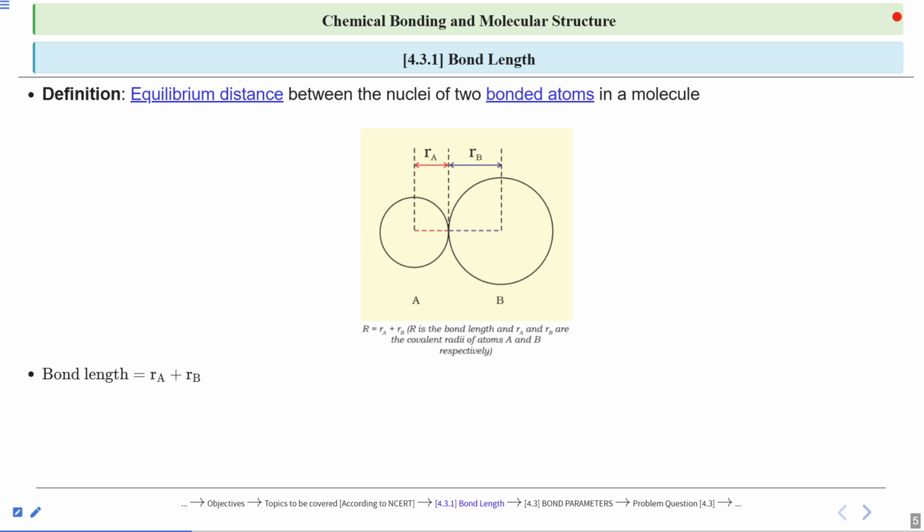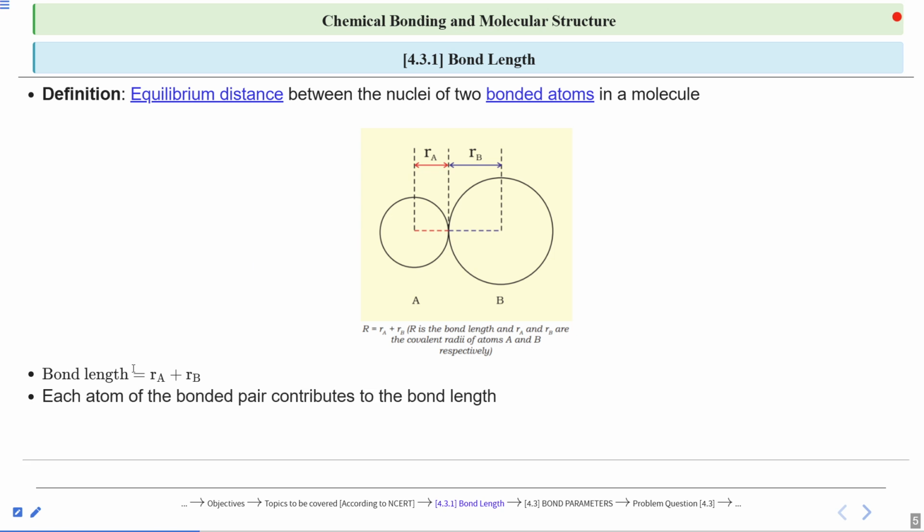So if I tell you that your whole bond length can be considered as a contribution from A and B, then that would be true. So this can be written as the contribution from A, which is RA, and the contribution from B, which is RB. Now these 2 terms RA and RB are very important and you have already seen them in the previous discussion of classification of elements. So I would suggest you think about what term was used in the case of RA and RB.